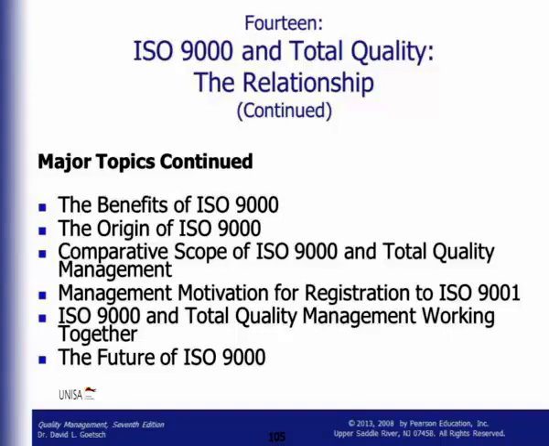ISO 9000 is based on 8 principles: customer focus, leadership, involvement of people, process approach, system approach to management, continual improvement, factual approach to decision making, and mutually beneficial supplier relationships. The overall aim of ISO 9000 is to make registered organizations more competitive.